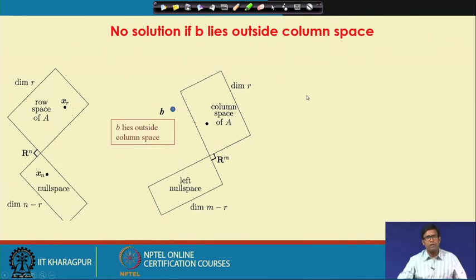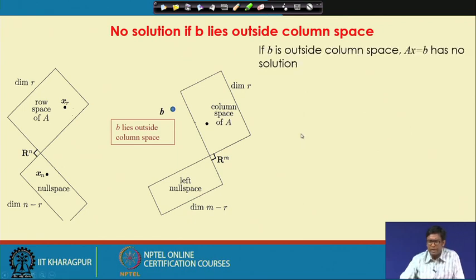So, we have a similar situation. However, b lies outside the column space. So, we cannot have any vector in the row space x_r which, multiplied with A, gives me b, because b is outside the column space. So, Ax = b does not have any solution.